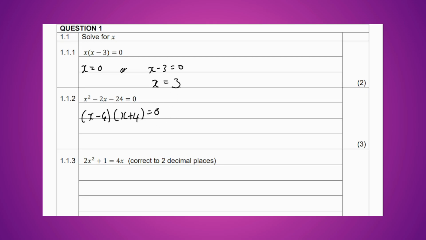Remember to write that equal to 0. You can't stop writing it. And then your two answers would have been x is 6 or x is negative 4.